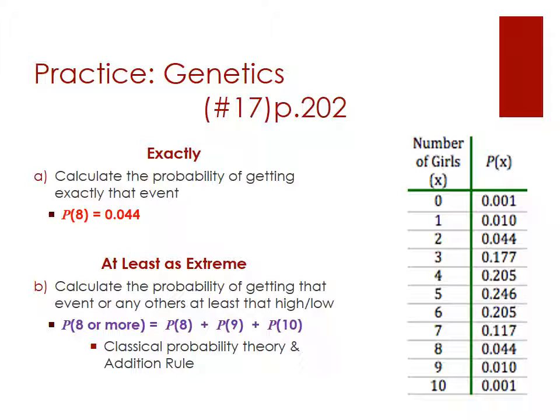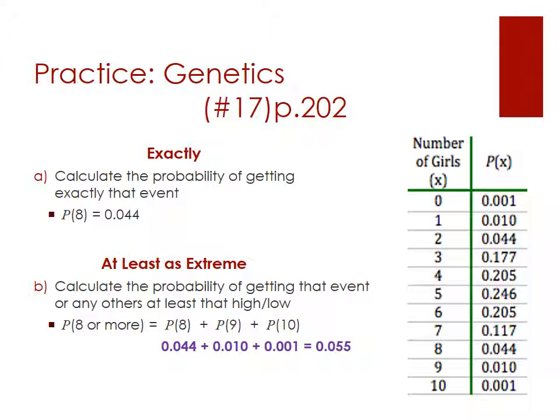So pause the video here, take your probability for 8, add it to your probability for 9 and your probability for 10, to get your total probability of getting 8 or more girls in 10 births. So pause the video, get your calculation, and then turn the video back on when you're ready to check this together.